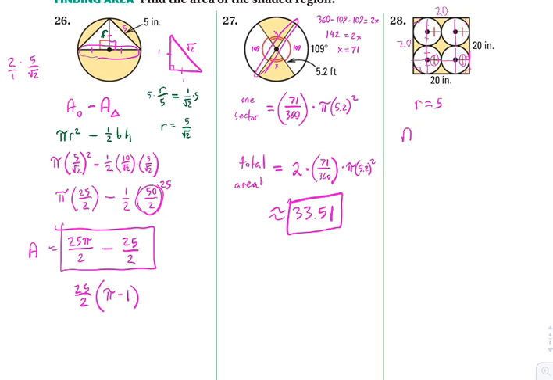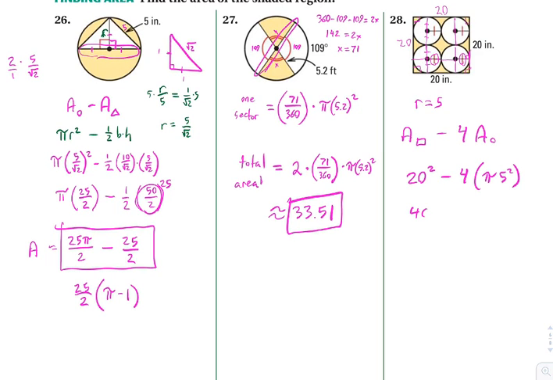And so what we're going to get is the area of the big square minus 4 areas of the circle. So we get 20 squared minus 4 times pi times 5 squared, or 400 minus 4 times 25 pi, or 400 minus 100 pi. Okay, so that would be the area.